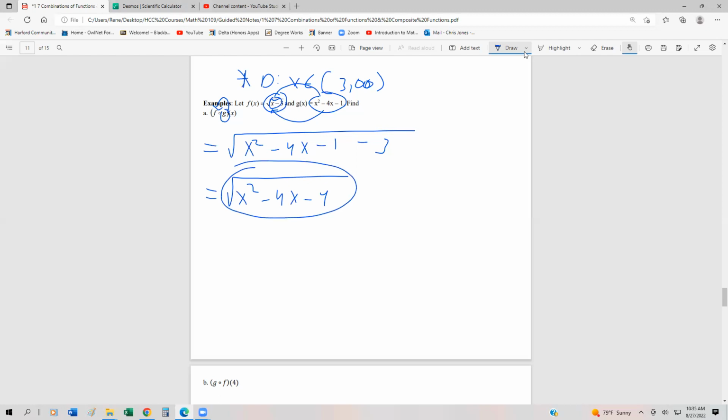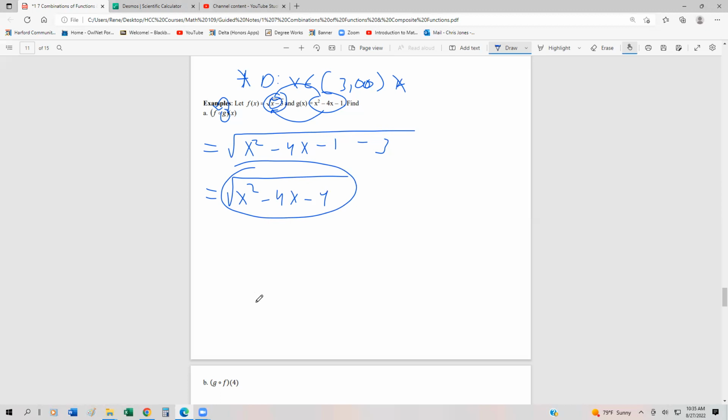If we wanted to find the domain, we might have to do something a little bit more difficult than just looking at this expression. In fact, we're going to look at that in our next chapter when we deal with quadratic inequalities. Since we haven't learned that, we're not going to worry about the domain.